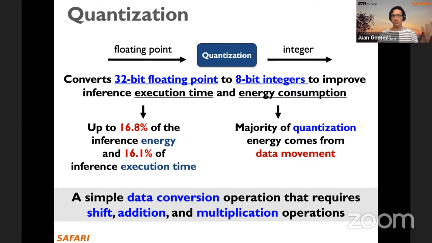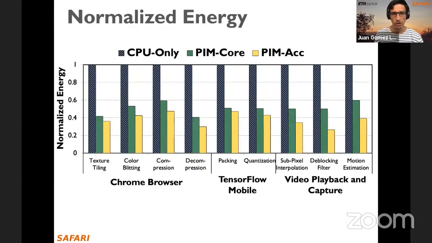So now we have identified two operations that are very costly in terms of energy and data movement, but they require a lot of data movement and not so much computation. And that's why they can be suitable for PIM. And that's why in this work, we design different ways of implementing them in PIM. One of them is using PIM cores, like more general purpose cores, and the other one is using specialized accelerators. And these are the results here for both operations, packing and quantization.